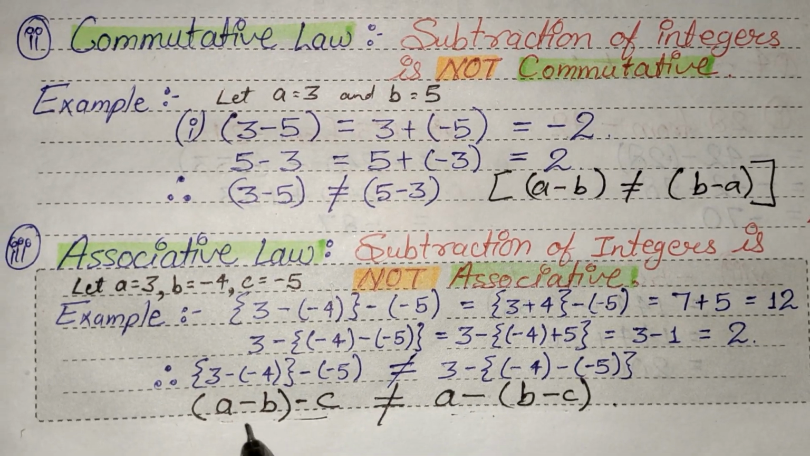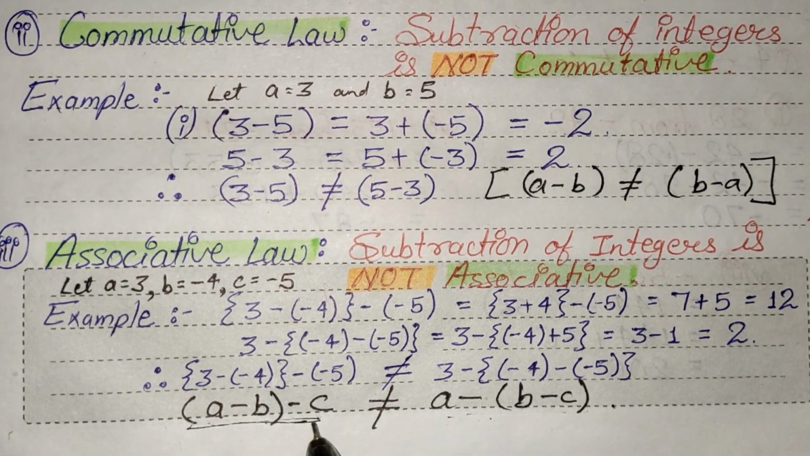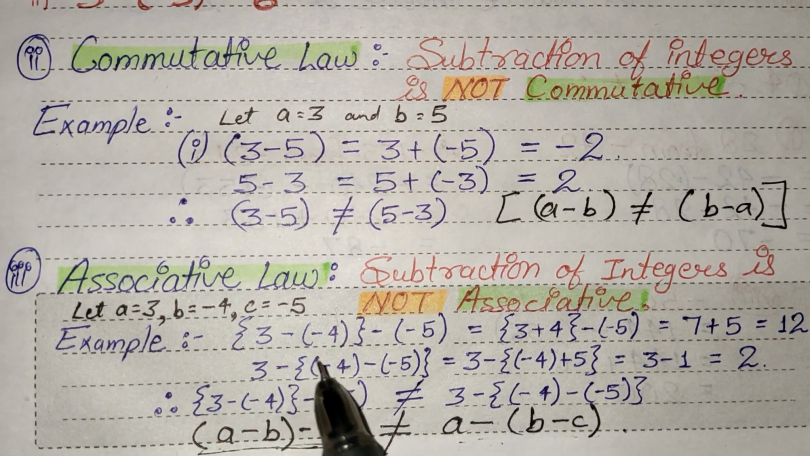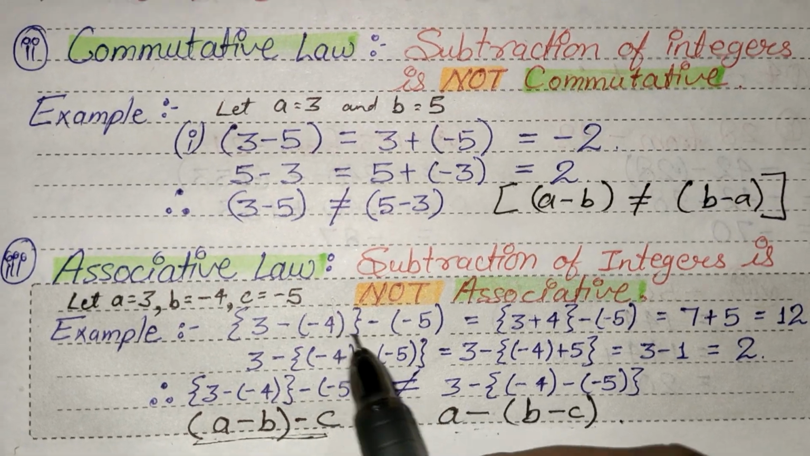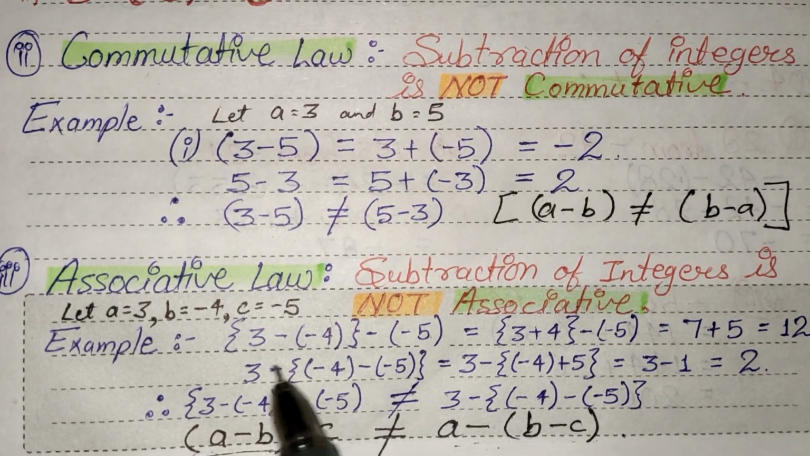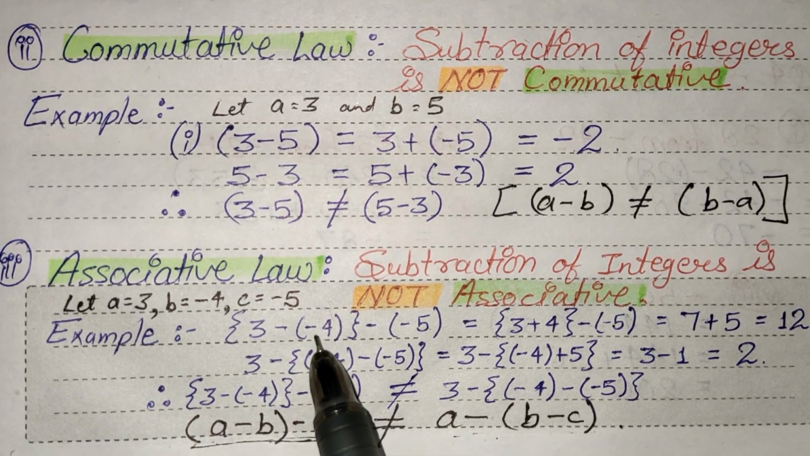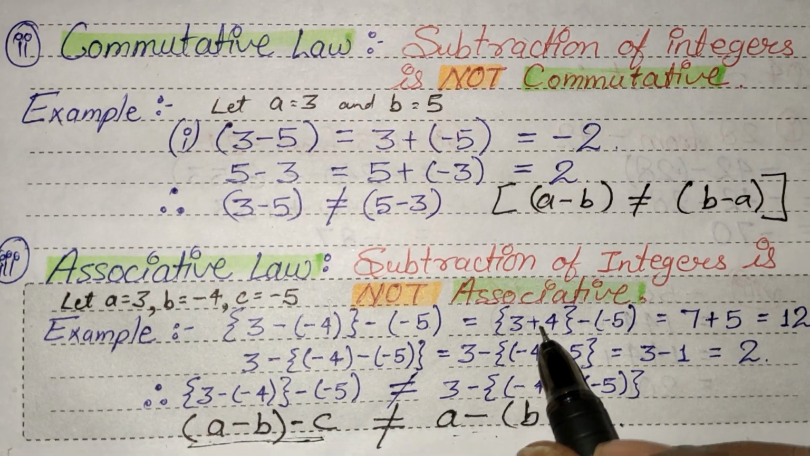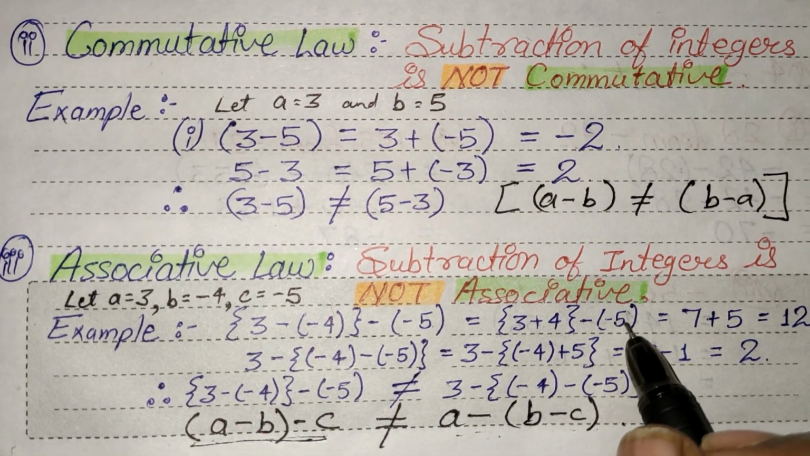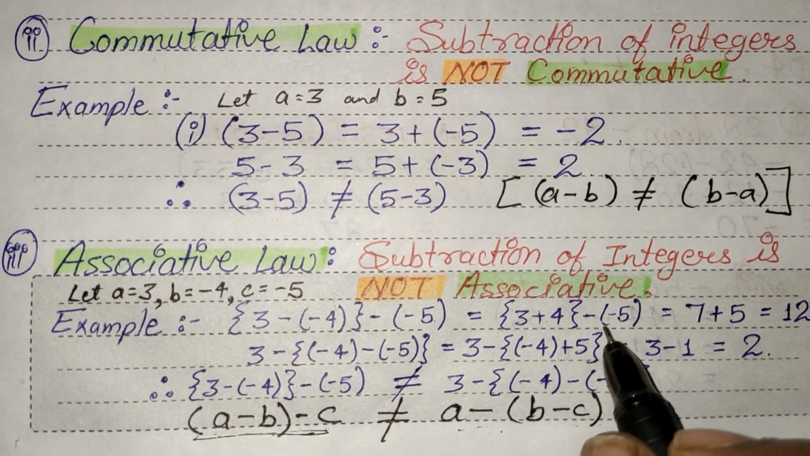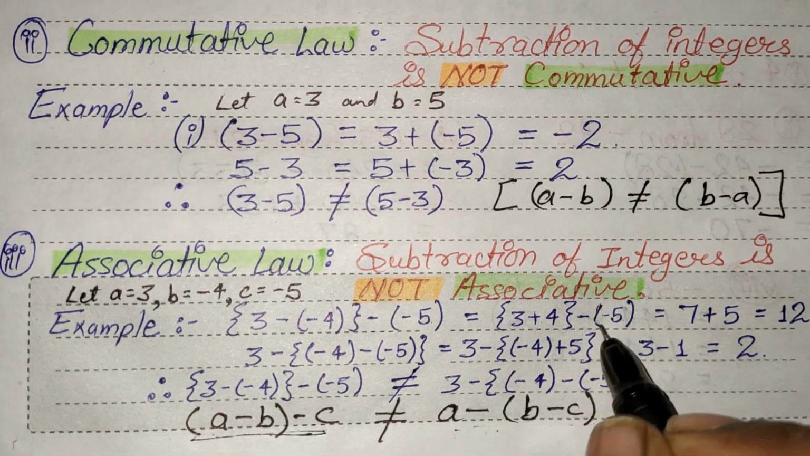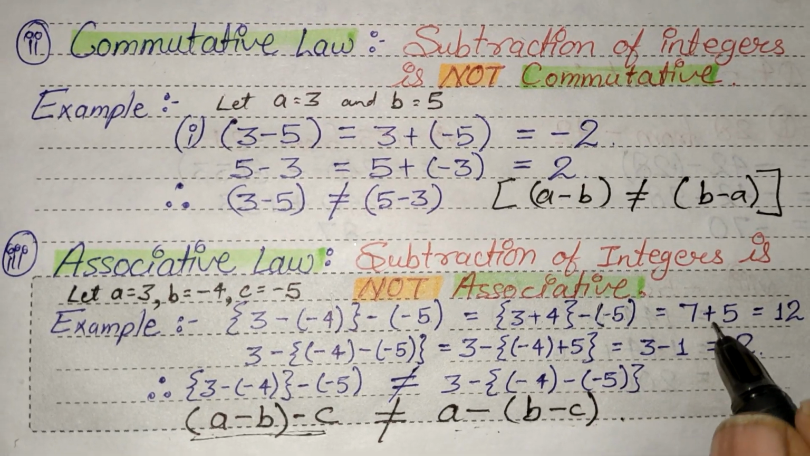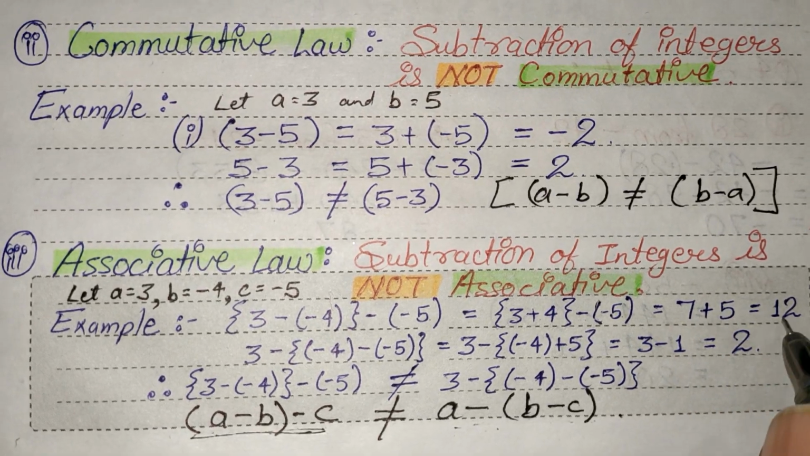Now first we have to solve the left hand side. In the bracket a minus b, bracket close, minus c. Now minus minus, this 4 will be inverse because of this minus, so 3 plus 4, minus, in the bracket, minus 5. Now here you can see before the bracket there is minus, so this minus is also inverse and we get 7 plus 5 equal to 12.